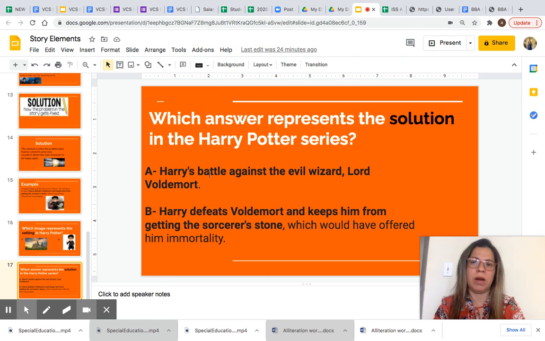A. Harry battle against the evil wizard Lord Voldemort, or B. Harry defeats Voldemort and keeps him from getting the Sorcerer's Stone, which would have offered him immortality. Which one is the solution here? You can point to or tell someone next to you.